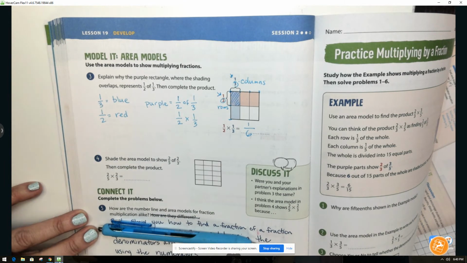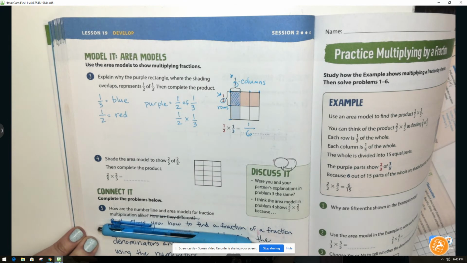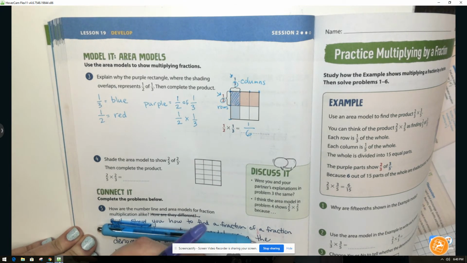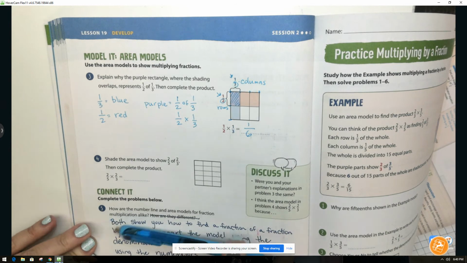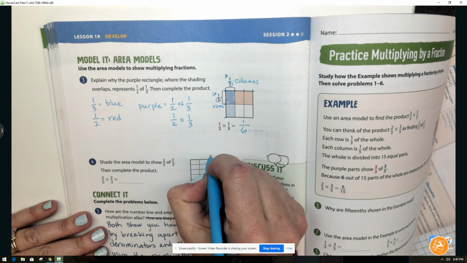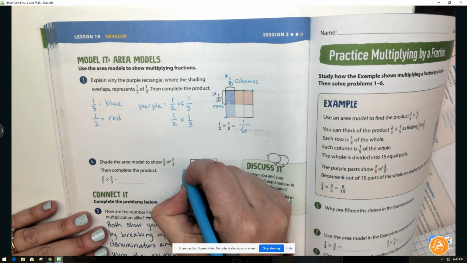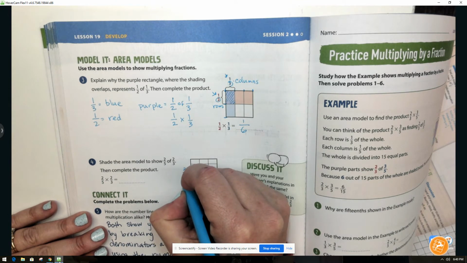So get out my trusty highlighters. We're going to practice this in class, so do not worry if this is just like, Mrs. McGuire, you are crazy.